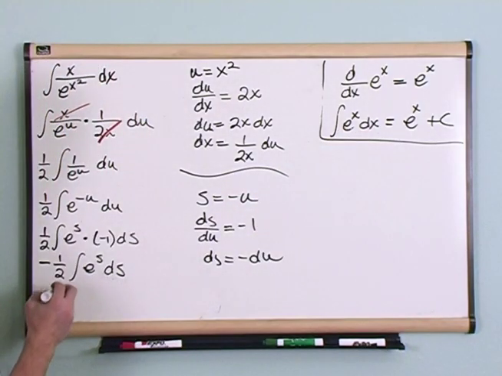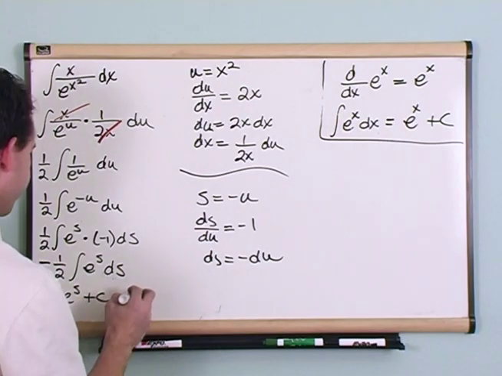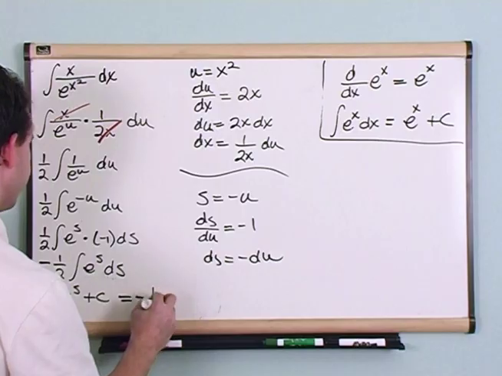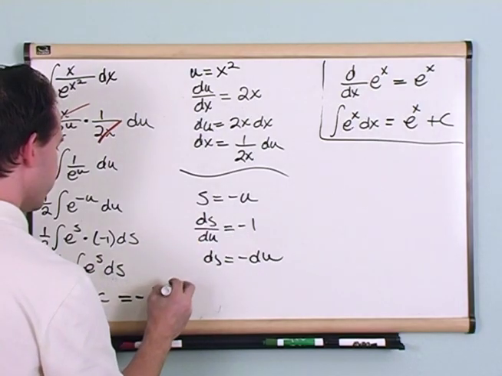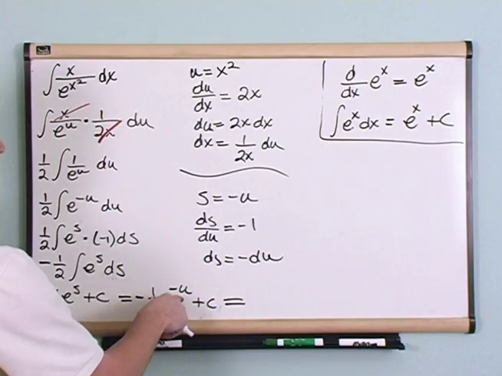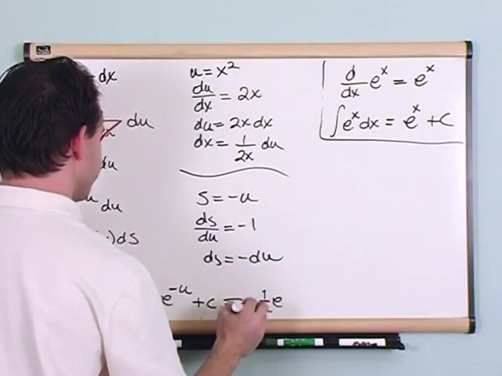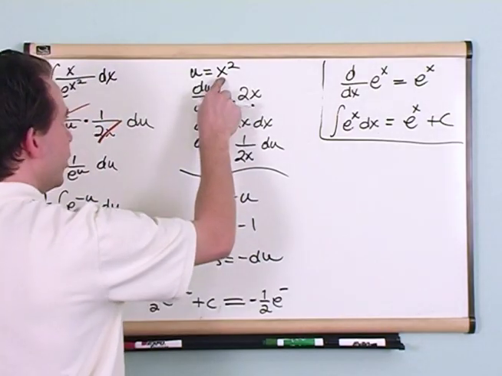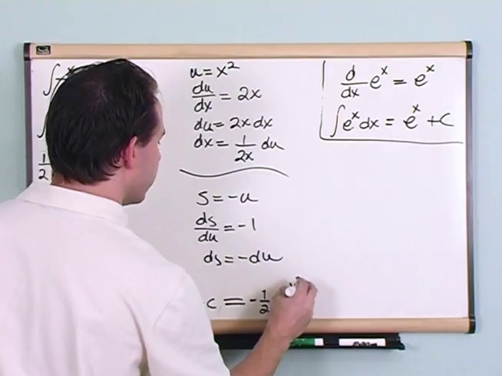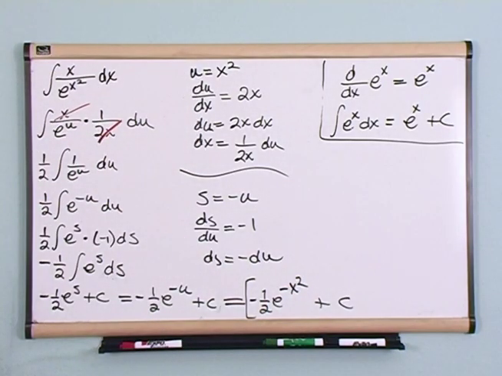So then you just say negative 1/2 e to the s plus a constant. But then you don't want to leave your formula in terms of s, so you plug in for s. s is equal to negative u, but again you don't want to leave it in terms of u, so you plug in for u. Negative 1/2 e to the negative u, which is this, plus a constant. And that would be the answer right there.